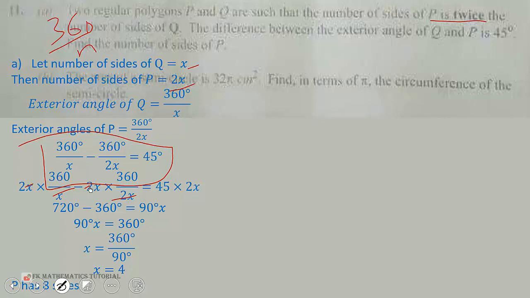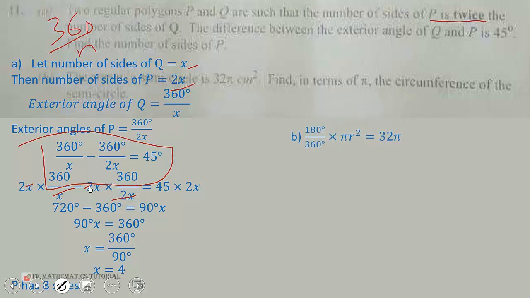Question number 11b. The area of a semicircle is 32 pi centimeters squared. Find in terms of pi the circumference of the semicircle.